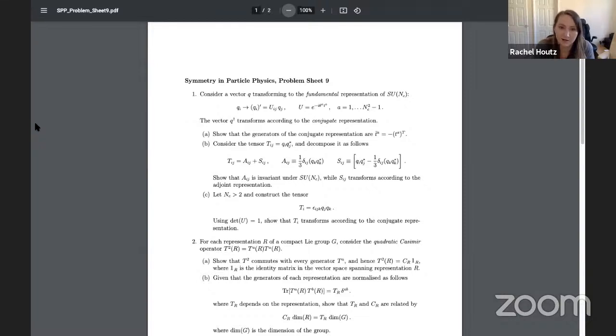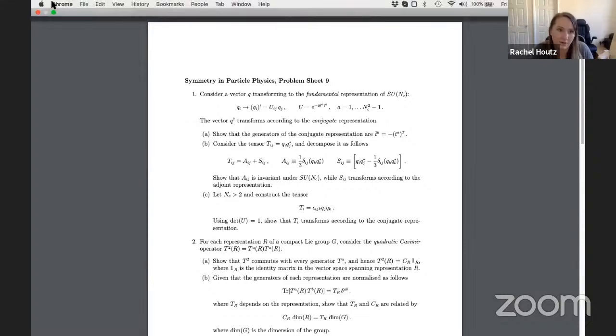And then the problem also defines a vector Q dagger that transforms according to the conjugate representation. And the first question is: show that the generators of the conjugate representation, which are given by T bar A, are the minus of the generators of the fundamental representation raised to the transpose.